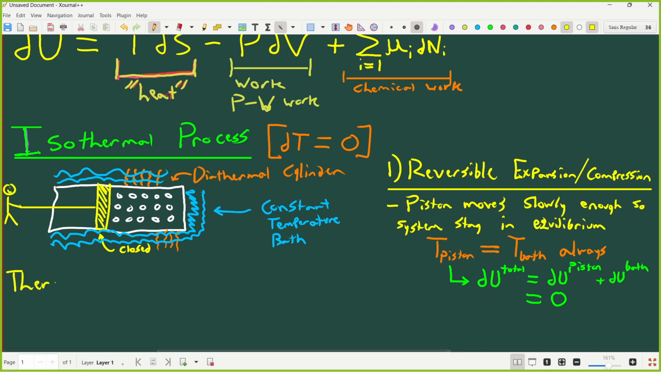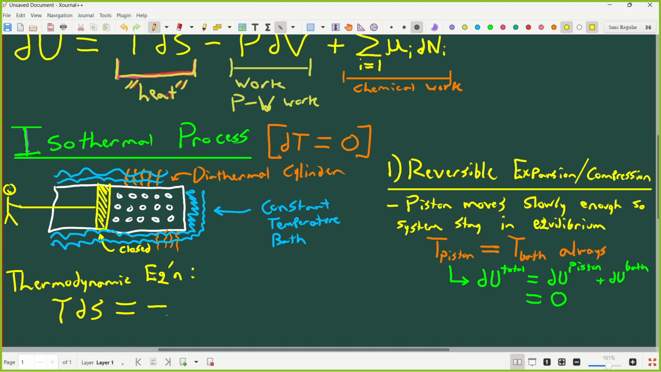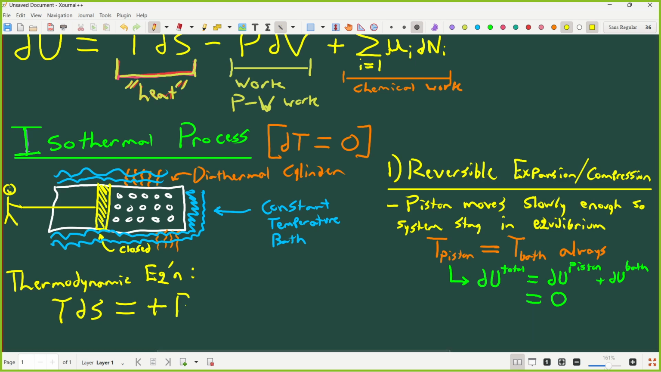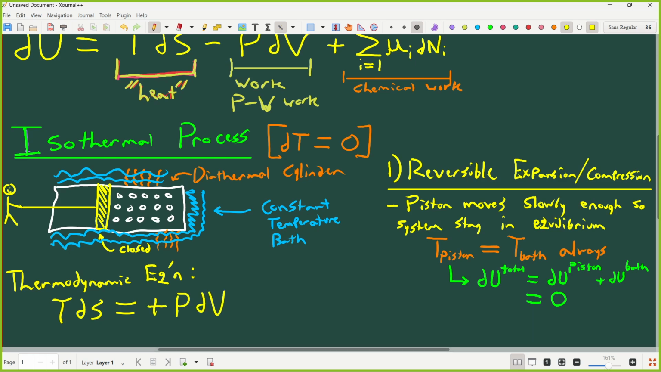So our thermodynamic equation that governs the behavior of this system is that T times dS, temperature times the change in entropy, is equal to P times the change in volume. Right? TdS is equal to P dV.